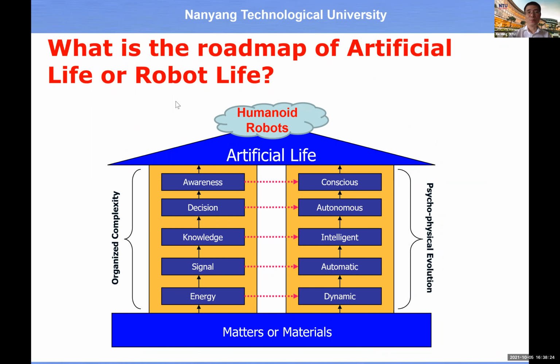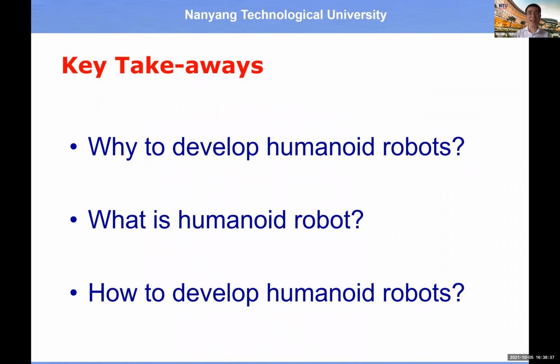After AI, what will be the next research topic? We believe it should be robot life, or life-like robots, and this may eventually help us understand human life, what human life is. Due to time constraints, I just quickly share what we have done.